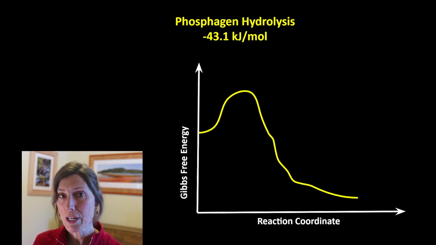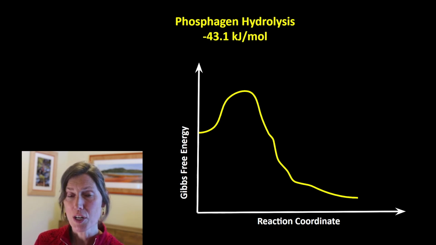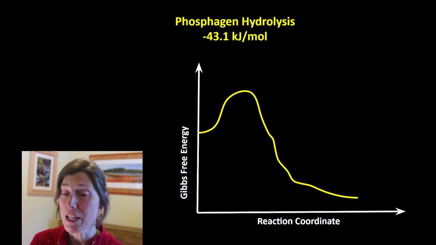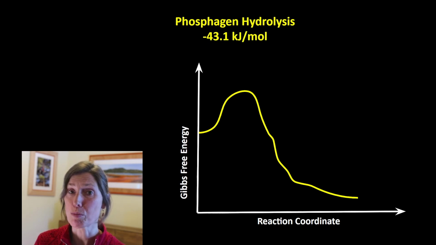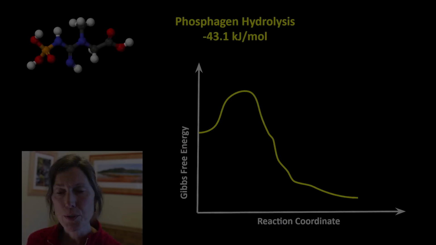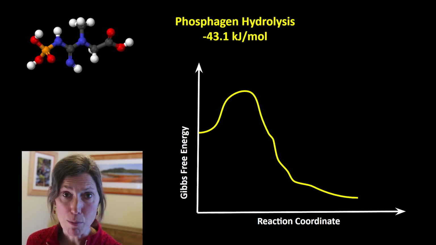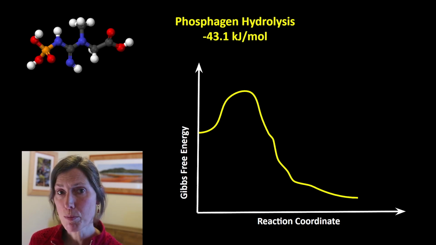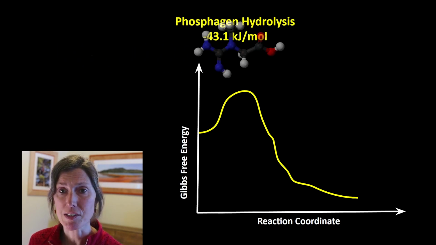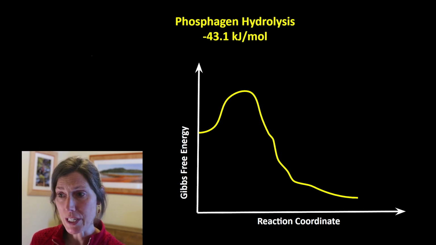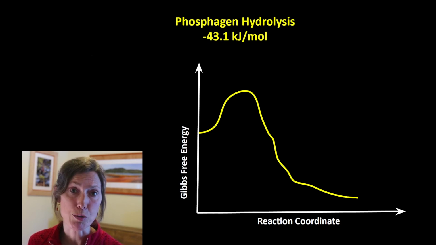Why exothermic? Because it shows you that the end of the graph is lower than the beginning of the graph, because more energy is released as a result of making stronger bonds than the energy that was required to break the original bonds. Here you see again the phosphocreatine molecule with the phosphate group that is removed, resulting in creatine by itself, and that releases 43.1 kilojoules per mole.